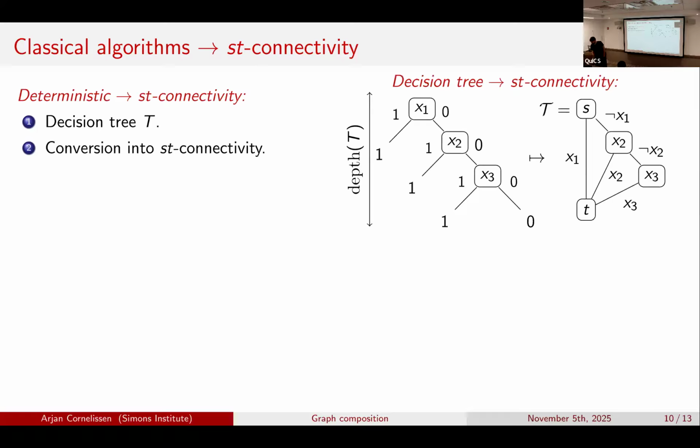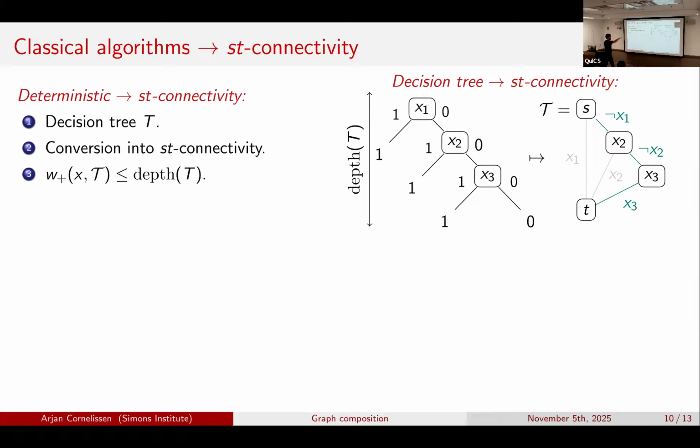Now, what I'm claiming is that there is a generic way to turn this into an ST-connectivity problem. And so the idea is to prune all of the leaves that are 0. So I'm just gonna forget about all of those. And then all the leaves that are 1, I'm gonna merge them together into the target node T. And now I'm hoping that you guys can see that you can only go from S to T if you trace along what the decision tree would have done as well. Right. So this is how you can take a decision tree and turn it into an instance of ST-connectivity.